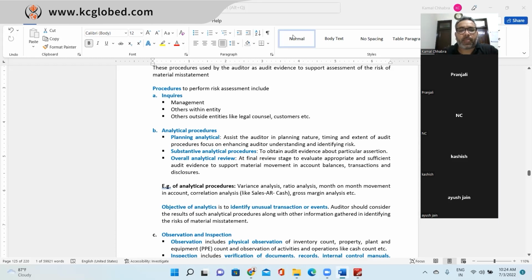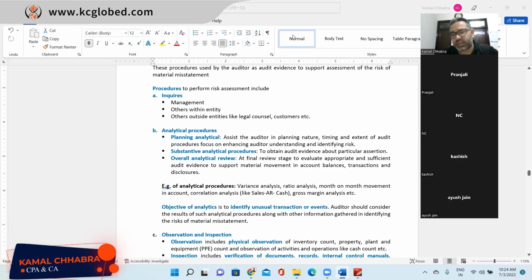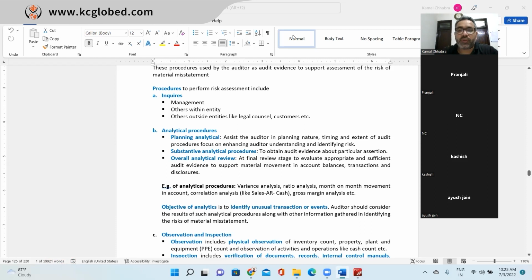Then second, inquiry with others within the entity. That means first you'll be inquiring with the management, and then when you go to the process level, you'll be doing inquiry with the sales people, purchase people, payroll people, and treasury team members, to understand in more detail at a granular level, right? And then wherever needed, you will be doing inquiry with outsiders as well, like legal counsel, about litigation, claims and assessments the company has, or maybe with customers, vendors, or contractors, right?